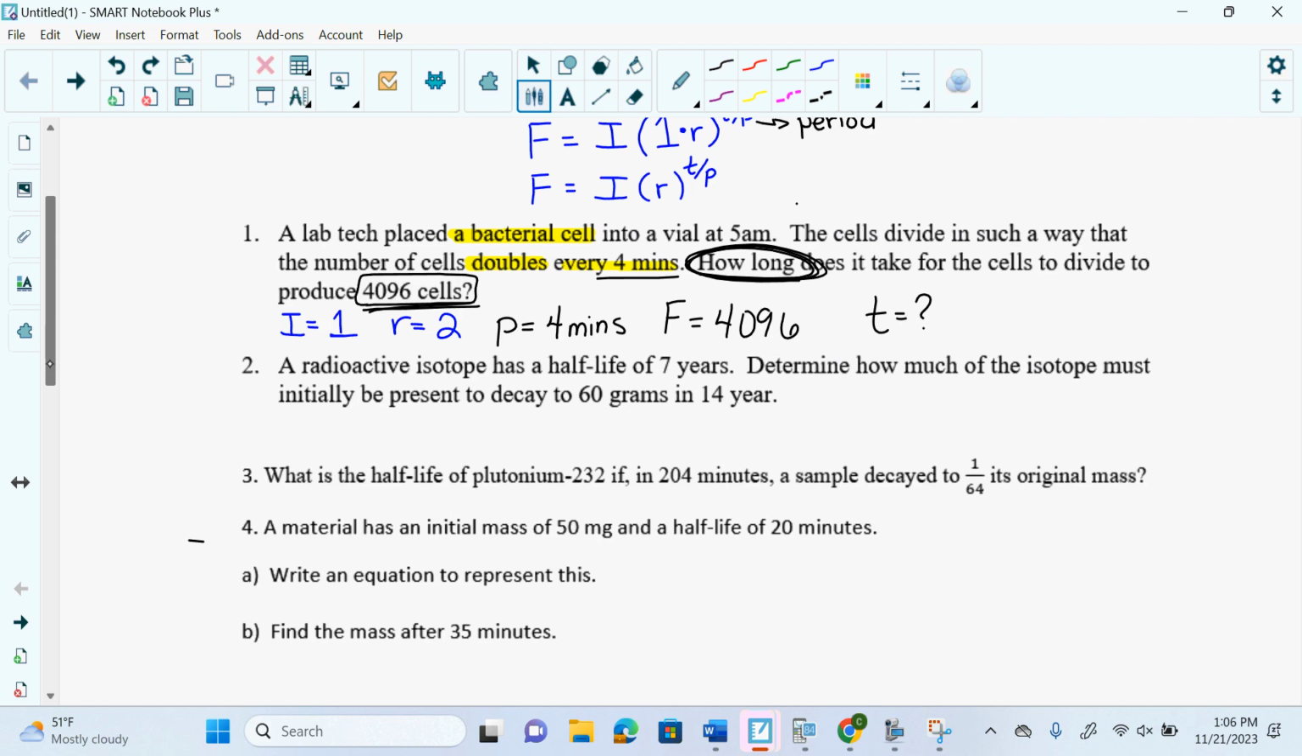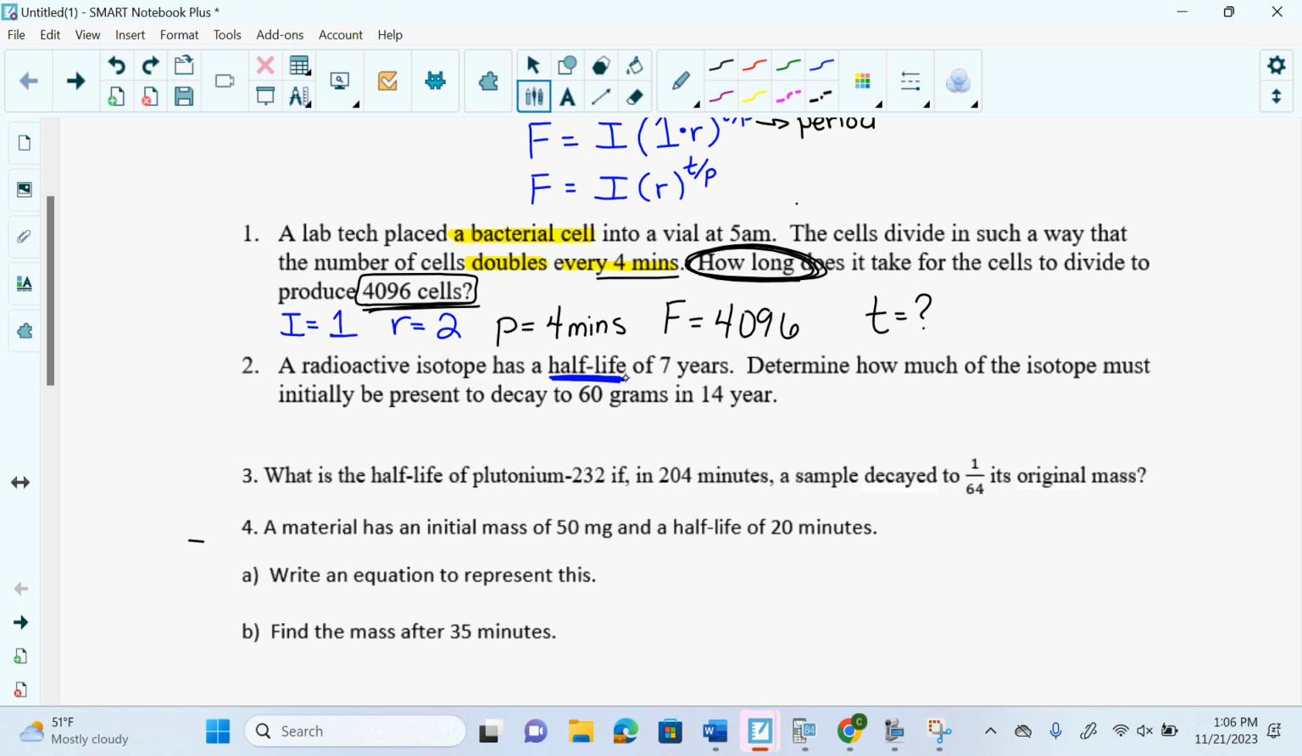This one, a radioactive isotope has a half-life. What does that give me? That's supposed to be a highlight. Just cross it out. Half-life. What is that? F equals I times R to the T over P? It's a half-life.